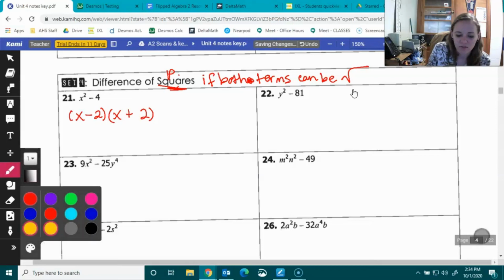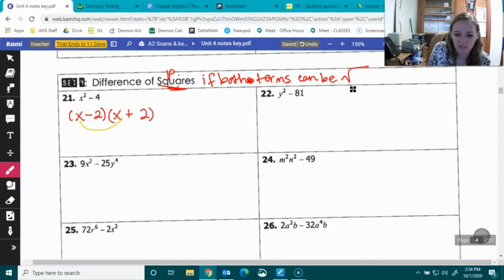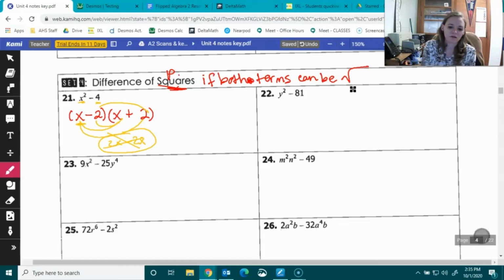And then test it out just to show you that it works. FOIL it back. X times x is x squared. X times 2 is 2x. Negative 2x times x is minus 2x. And then the last two terms, negative 2 times positive 2 gives you your negative 4. And what happens with your two middle terms is they cancel out. So all we care about is the first and last term. So the red is your factors of difference of squares.